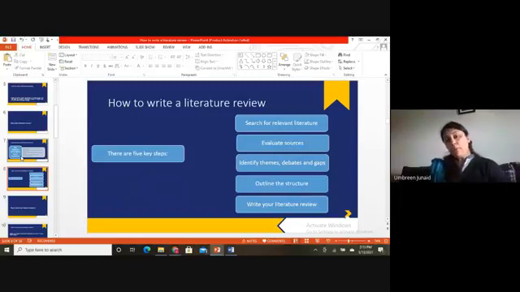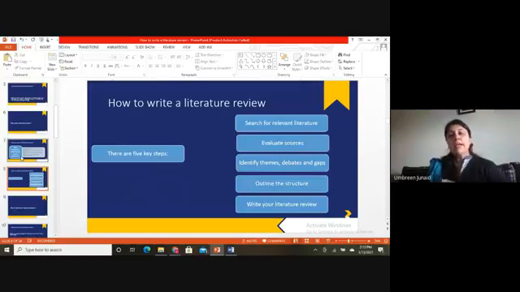So according to that topic, you search for relevant literature. Then you evaluate sources. आपने किन sources से वो literature लिया है, you evaluate those sources. Number 3 is identify themes, debates, and gaps. Then at the third stage, you are going to identify where exactly your work stands. जो आप करने जा रहे हो या आप कर रहे हो, वो कहाँ stand करता है.